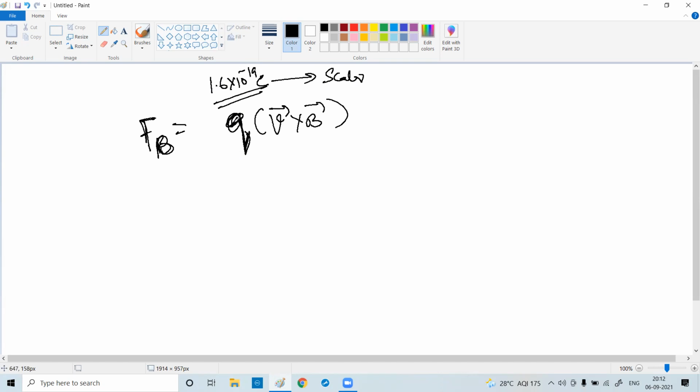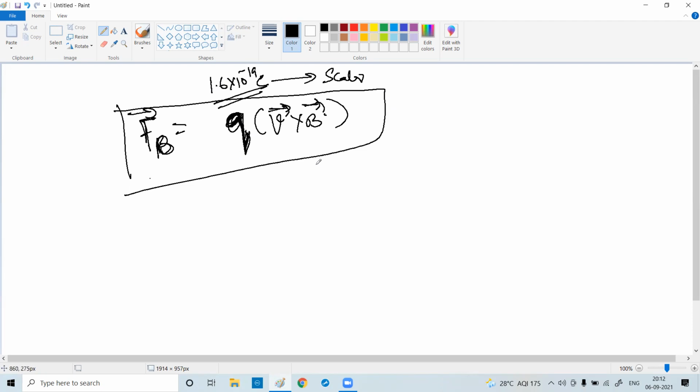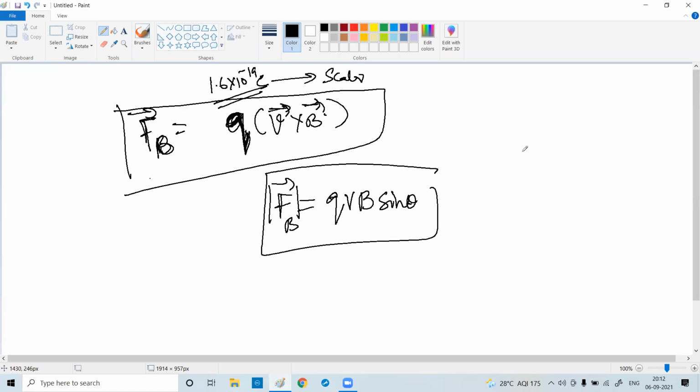Is q a scalar? This is only a value. Scalar, it's not a vector. But V and B are vectors, so the result will also be a vector. If you do not write the vector notation, you will lose marks. But if I want to find the magnitude of this vector, then it will be q V B sine theta. And what is this theta? This theta is the angle between the velocity vector and the magnetic field vector.